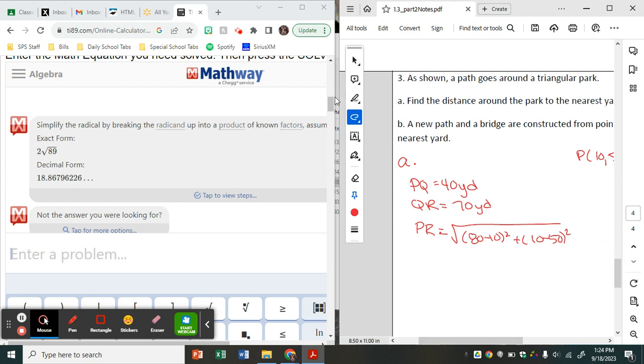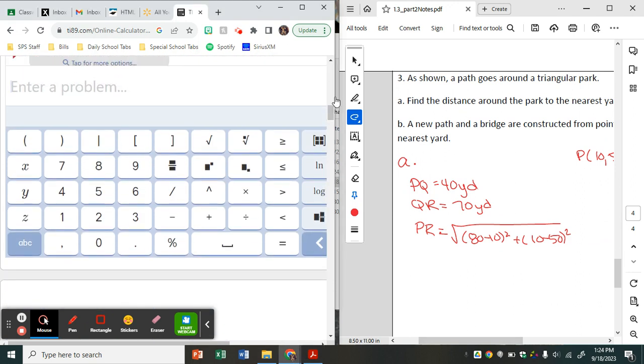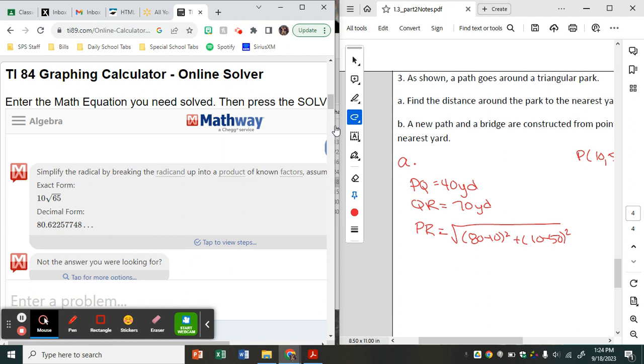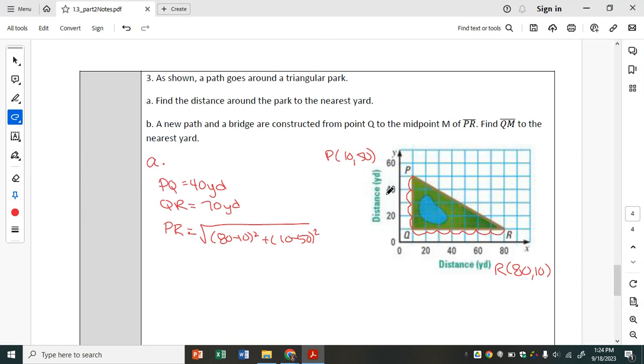So I'm going to go back to my online calculator. I'm going to do the square root of 80 minus 10 squared plus then 10 minus 50 squared. And that will give us about 80.6 here. So PR has a length of about 80.6.